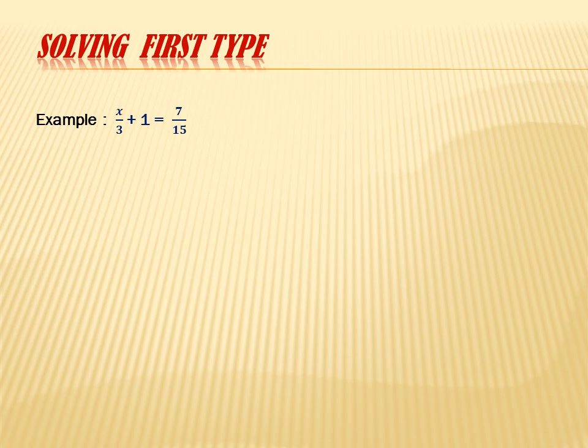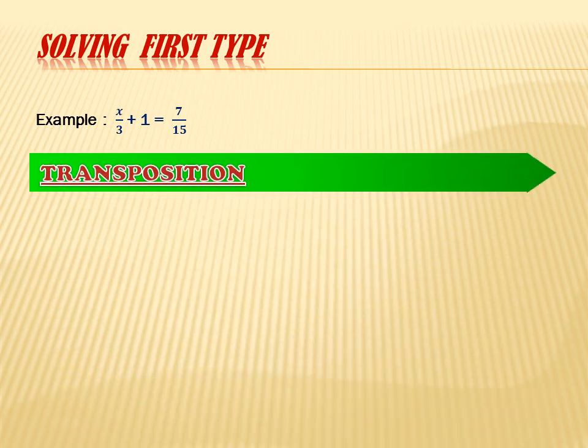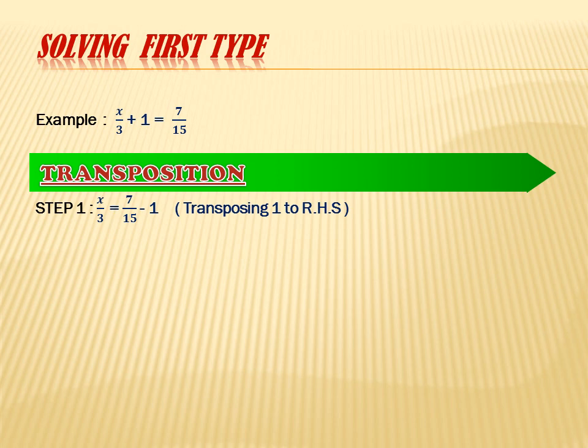Now the method we are going to apply for this is transposition, which involves shifting of terms. So it is clear that here in the LHS part we have to shift 1 and 3 to the RHS part. Let us start with the first step of the solution, and that is transposing 1 from left hand side to right hand side. As we can clearly see, 1 is added in the left hand side, so its mathematical operation will change to subtraction, and therefore it will be subtracted in the right hand side.